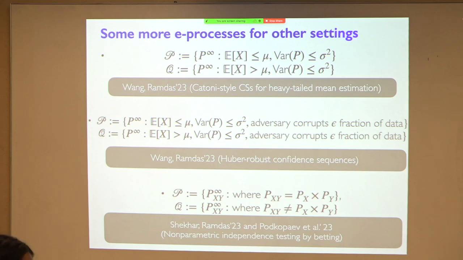Yeah, I'm very interested in the second one, the Huber-robust composite setting. Yeah, this one. So in that case, how do you define the average run length? Those constraints, are you taking into account the corruption? Yes.